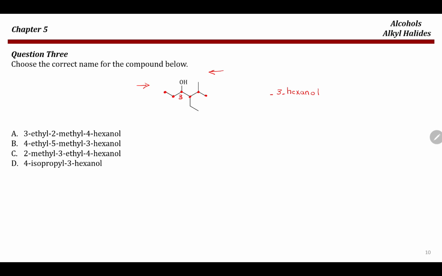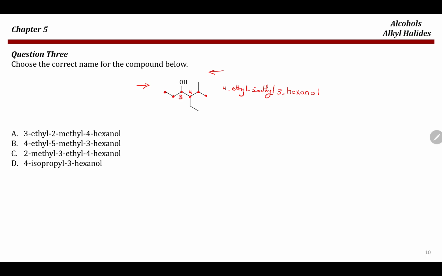Now, in this case, I'm going to have 2 branches. We have an ethyl group at position 4, and then we have methyl at position 5. So this is one way for naming the compound.